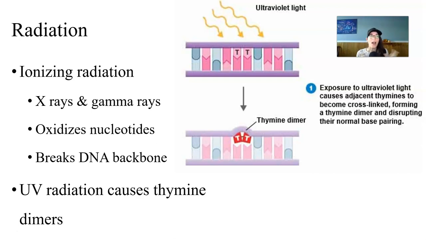And then our non-ionizing radiation includes UV radiation. And we spend a good amount of time talking about UV radiation. When UV light hits thymines that are right next to each other, adjacent thymines, they cause them to form covalent bonds with each other. And that's called a thymine dimer. And thymine dimers cause problems for the machinery that we use to read DNA. So they will cause mutations if not dealt with.